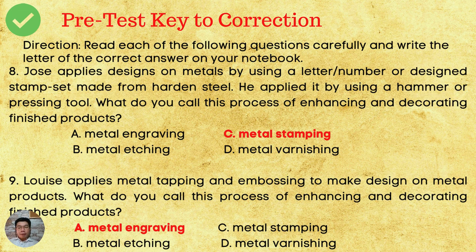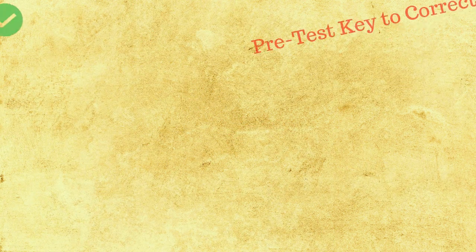Nine, Luis applies tapping and embossing to make design on metal products. What do you call this process of enhancing and decorating finished products? The answer is letter A, metal engraving.